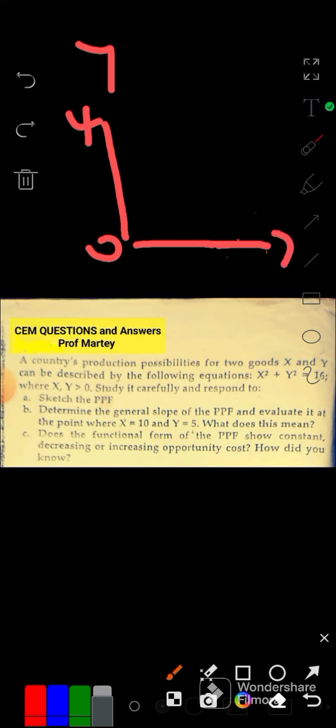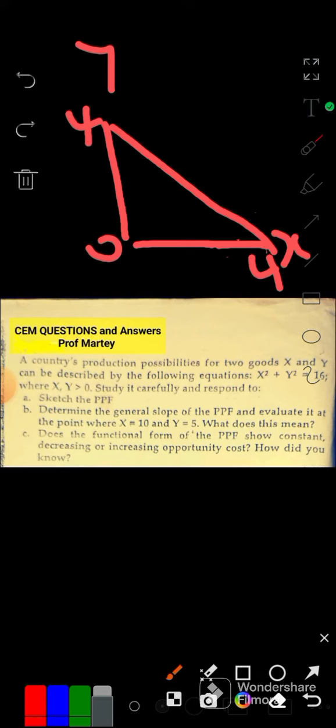So I have my x here. So when y was 0, my x was what? 4. Basically, you see they are of the same size. So you just have to plot. You just have to plot. Give it a straight line. Yeah. So this is our PPF.